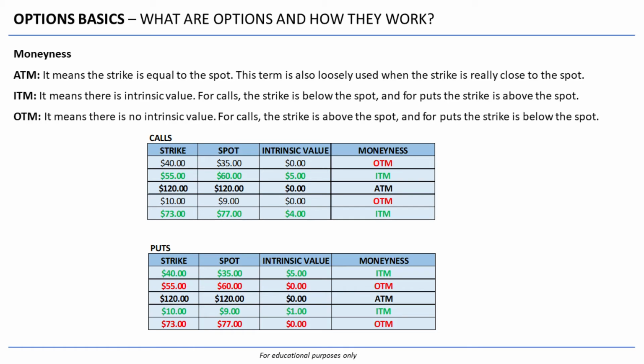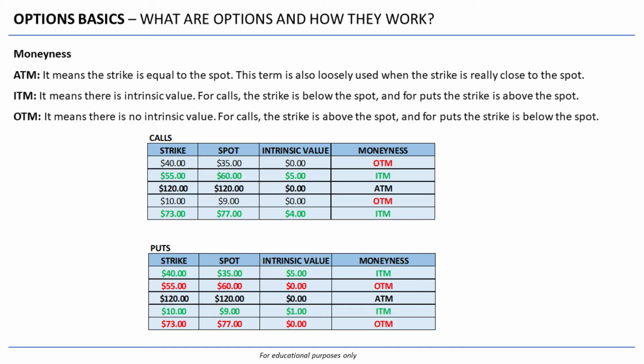In the money. It means there is intrinsic value. For calls, the strike is below the spot, and for puts, the strike is above the spot. Out of the money. It means there is no intrinsic value. For calls, the strike is above the spot, and for puts, the strike is below the spot.